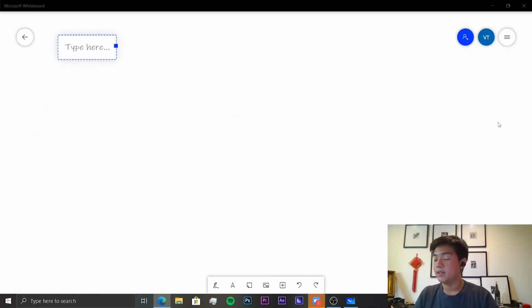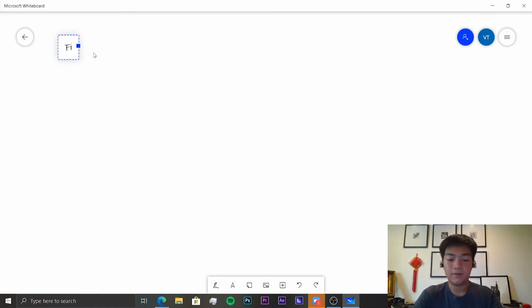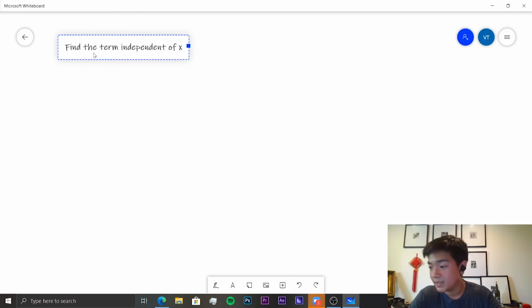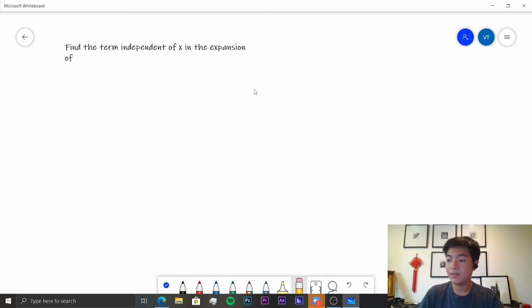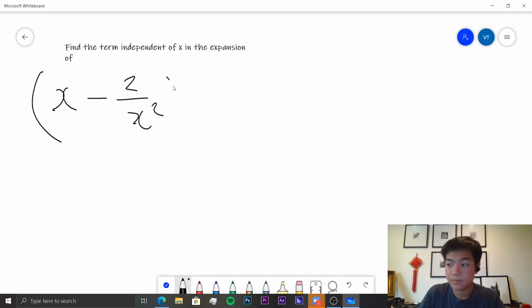Okay. So the next problem is we need to find the term independent of x in the expansion of, let's write it out, (x - 2/x^2)^12. And the term independent of x is when we don't have an x in the term. It's just a constant number. So how are we going to find the term independent of x?